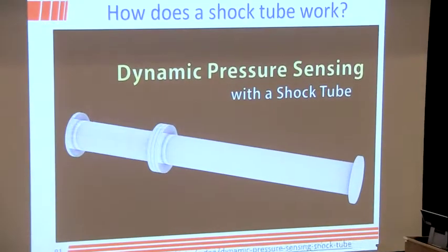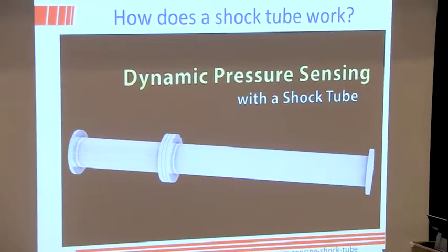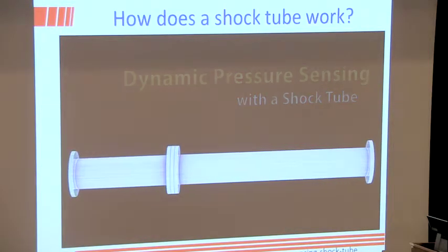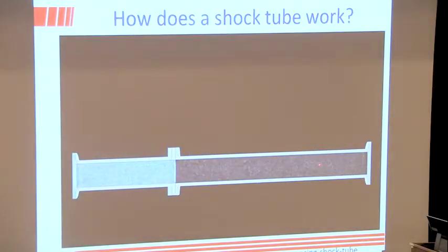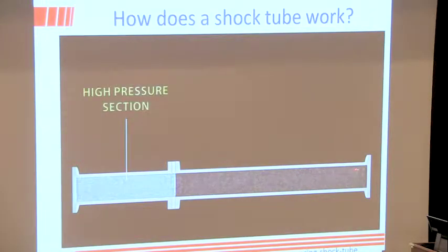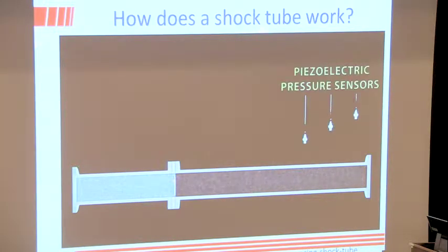I'll just show you here. This is from NIST. It's showing you the dynamic pressure sensing with the shock tube. So here's the driver, and here's the driven section. You have a high pressure gas here and a relatively low pressure test gas on this side. Typically the high pressure driver gas is maybe helium or hydrogen. We use helium all the time. And here's the diaphragm. It separates the two sections from one another.